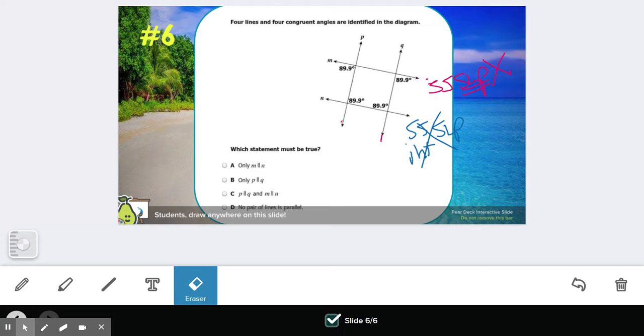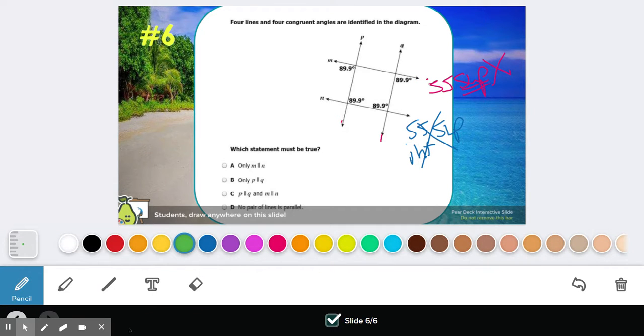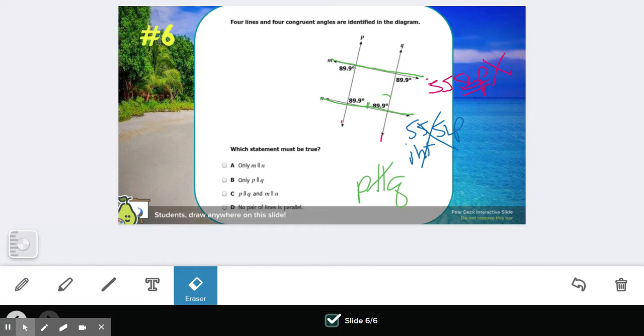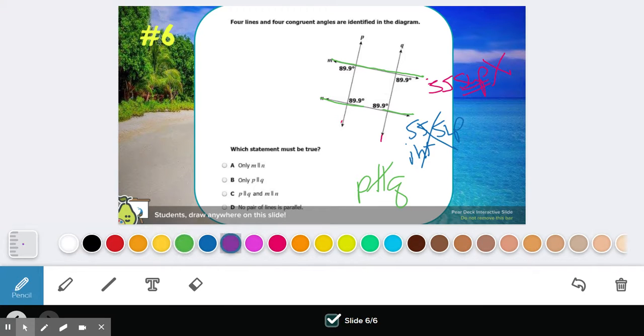So P and Q are not parallel. That's what I just proved there. P and Q are not parallel. P is not parallel to Q. If I go M and N, then I've got same side interior. No, I don't. I did that the wrong way because they can't be on a line. They have to be on the transversal. This is what makes it so crazy.